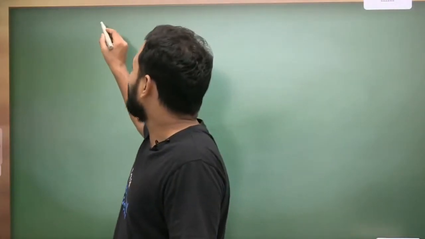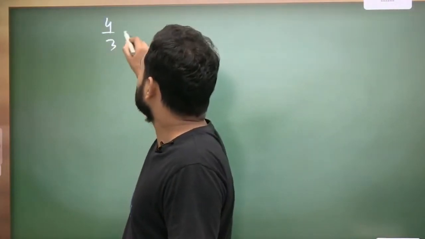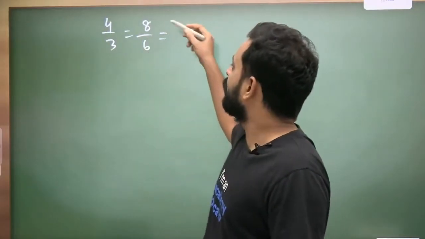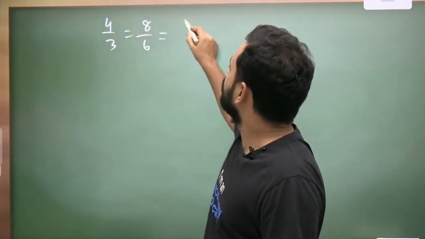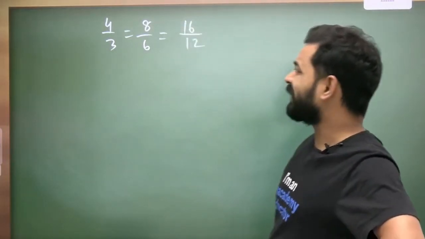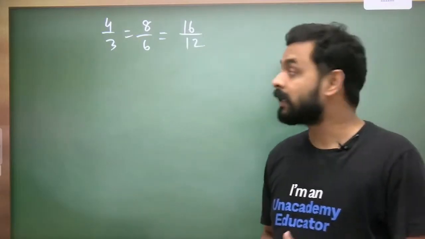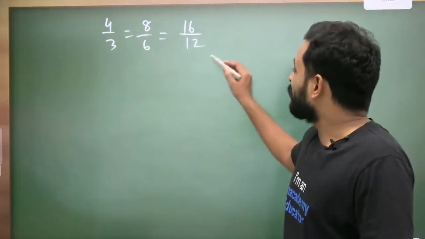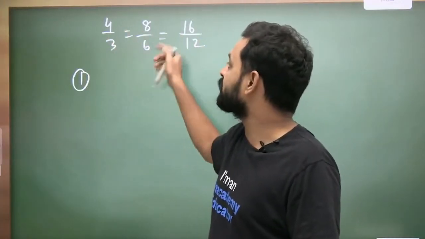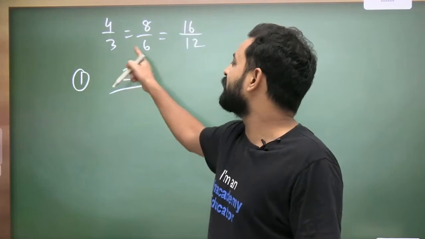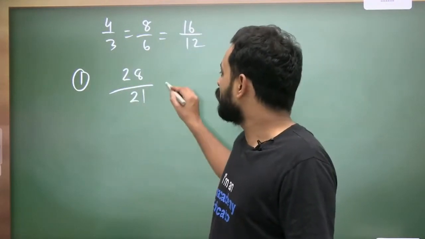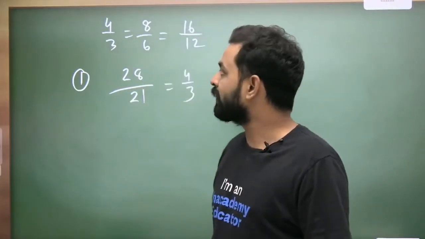Let's say we can say that 4 upon 3 is equal to 8 upon 6 is equal to 16 upon 12. Can we say that? All of these are equal, right? All of these are ultimately equal to 1.33. Now, first result, you just add the numerators: 4 plus 8, 12 plus 16, that is 28, divided by 3 plus 6, 9 plus 12, that is 21. So it is also equal to 4 upon 3, right?